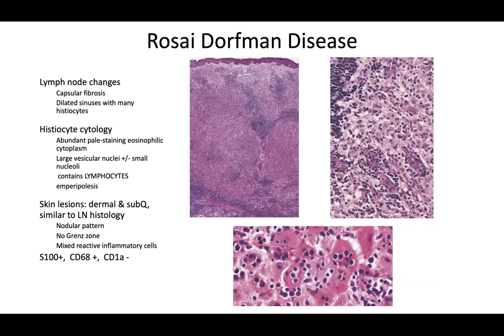If you do immunohistochemistry on these histiocytes, they will diffusely highlight with S100. And it's a nice picture because you'll have this brown histiocytic outline and then these empty holes where the blue lymphocytes are sitting within. So it's really cool to see on S100 staining. So the skin lesions are going to be dermal and subcutaneous, similar to lymph node histology, where you've got this nodular pattern. You will most often not have a Grenz zone. A Grenz zone you typically think of being present in several entities, but especially B-cell lymphomas. And you'll have a mixture of reactive inflammatory cells.